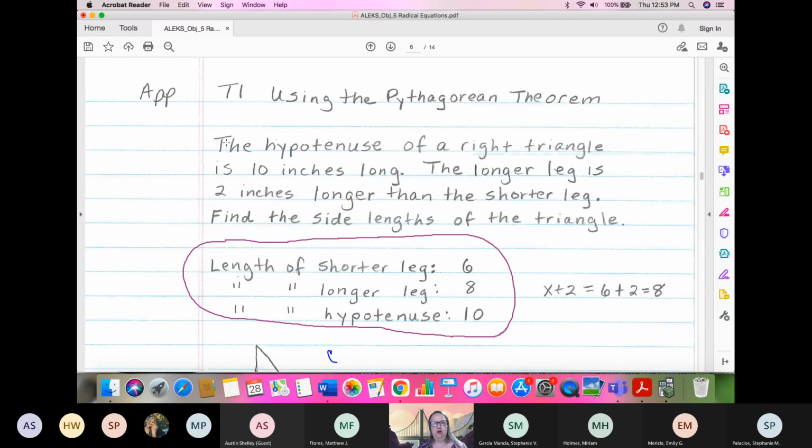For this particular question, the hypotenuse of a right triangle is 10 inches long. The longer leg is 2 inches longer than the shorter leg. Find the side lengths of the triangle. The only side length they're giving us up here originally is this 10. That's the only one. This 6 and 8 were unknown, and we'll see how we get the 6 and the 8.